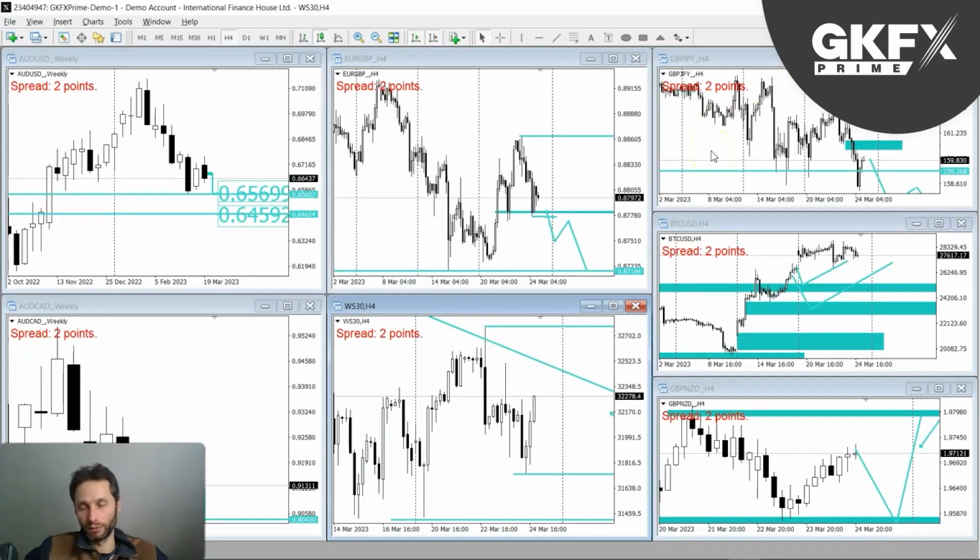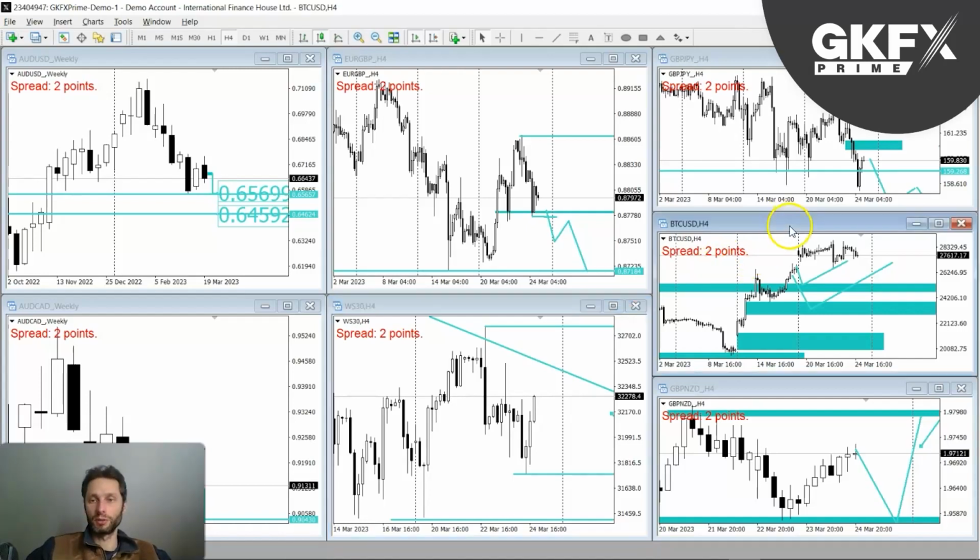I'm only interested in entering if I get a really high probability scenario playing out, right? I don't want to be taking a risk. I want to be playing according to our rules and where the probabilities favor.